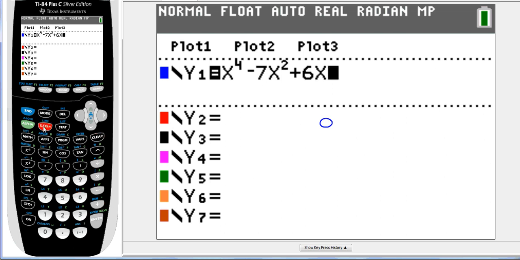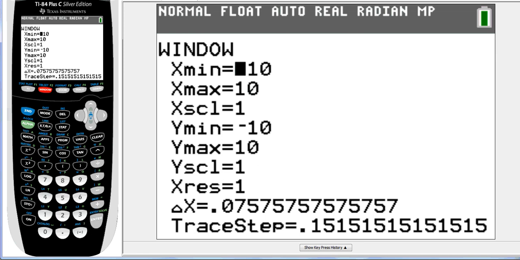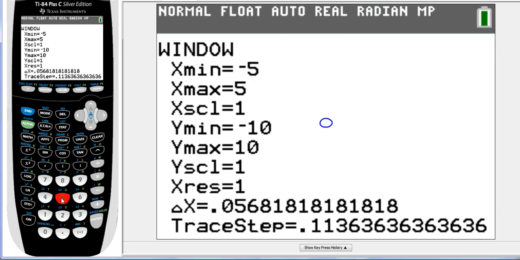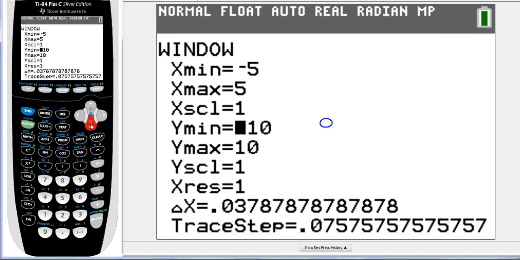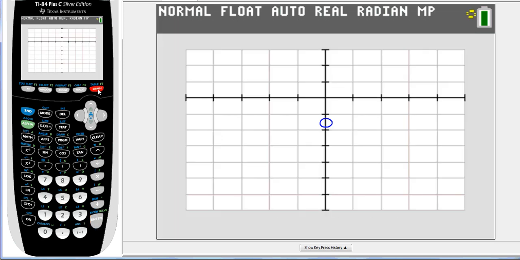Okay, we're going to change our window so that it's closer to what this one looks like. Notice my x values are going from -5 to +5. My y values are going from -35 to +15, and they are going up by 5s. So I will change my window so that we can see this. My x values went from -5 to 5, and it went up by 1. My y values went from -35 to 15, and they went up by 5s. So if I graph this now, it should look somewhat similar to how our graph looks.